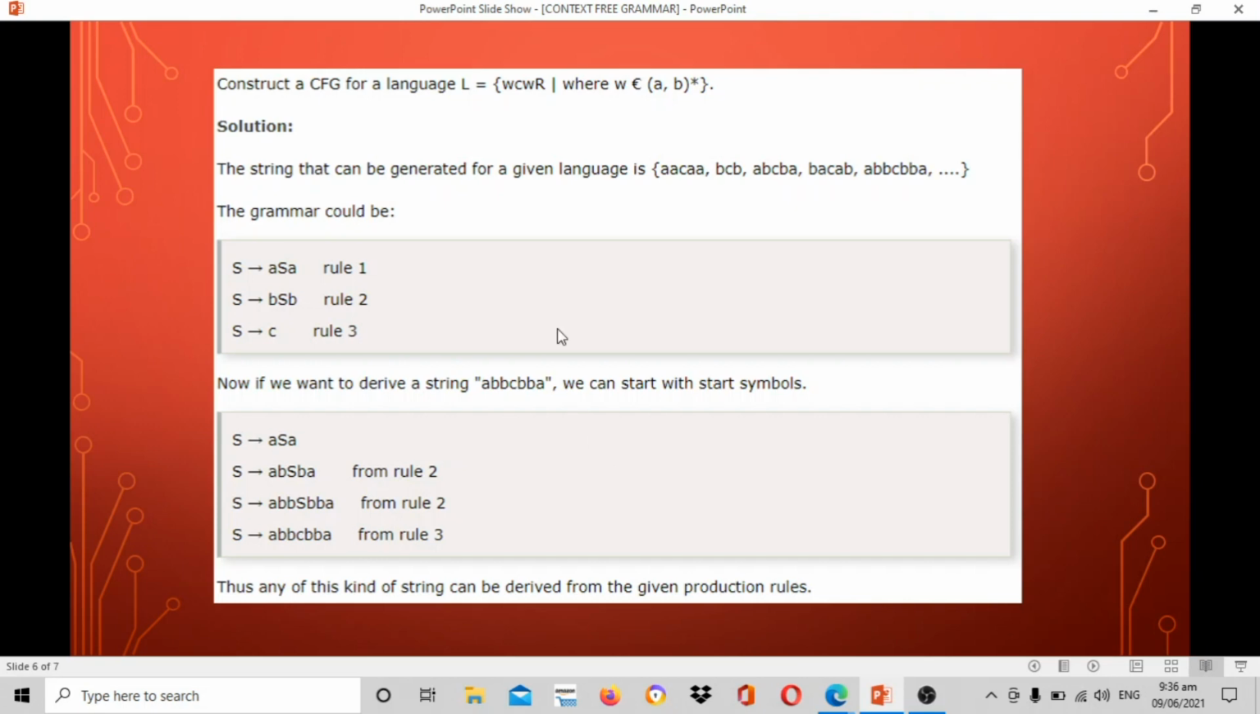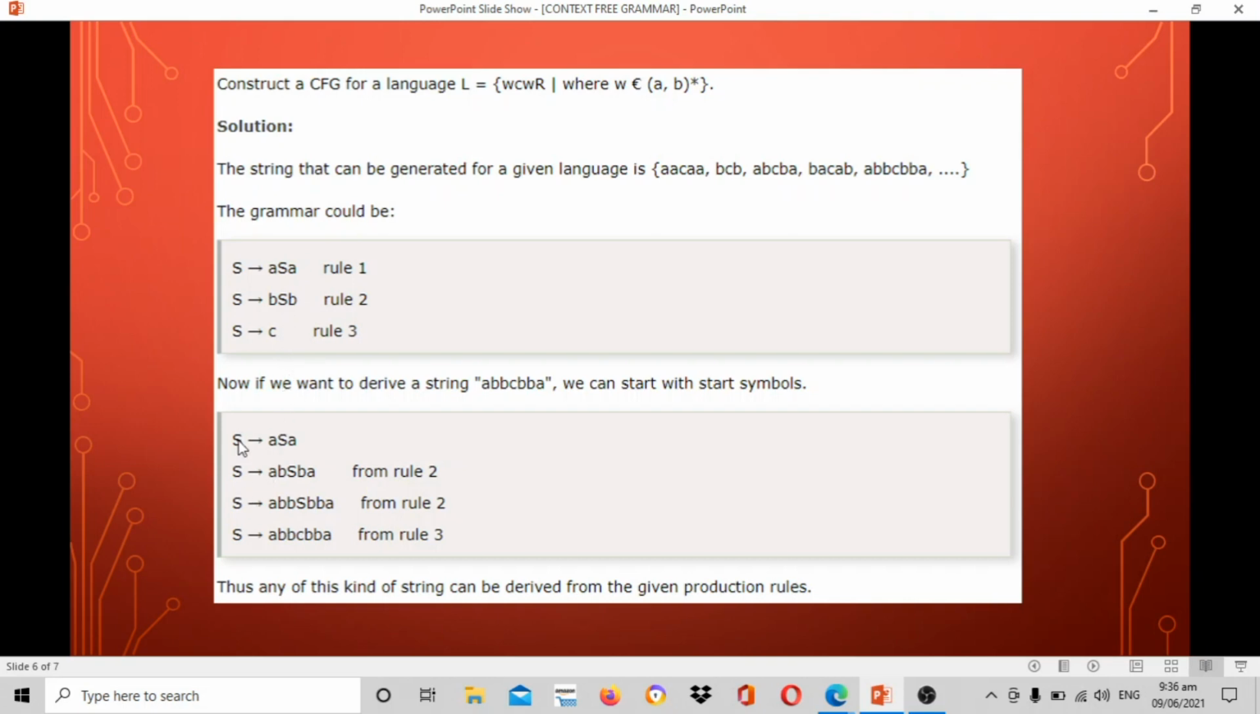Okay, the grammar could be: S gives aSa, this is rule number 1, S gives bSb, this is rule number 2, and S gives c, rule number 3. Now, if we want to derive the string abbcbba, we can start with the start symbol. S gives aSa, this one, rule number 1.